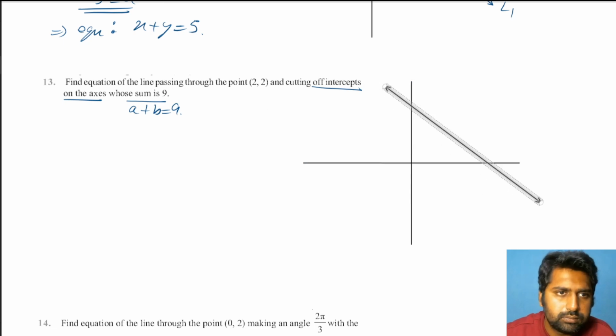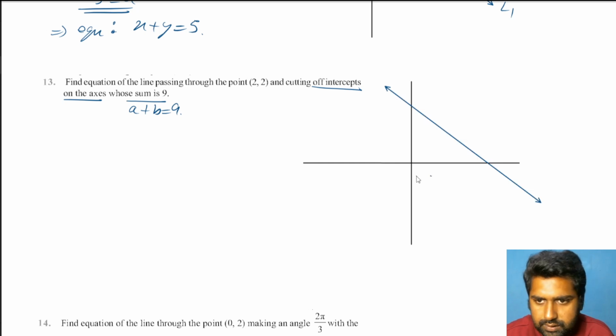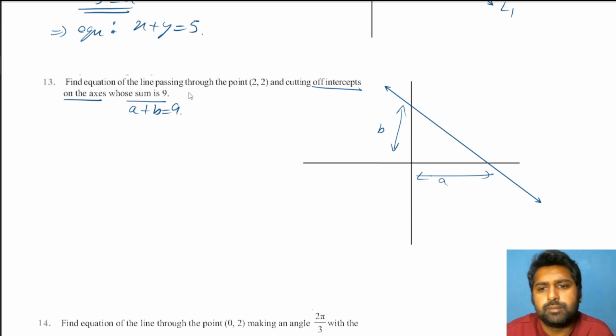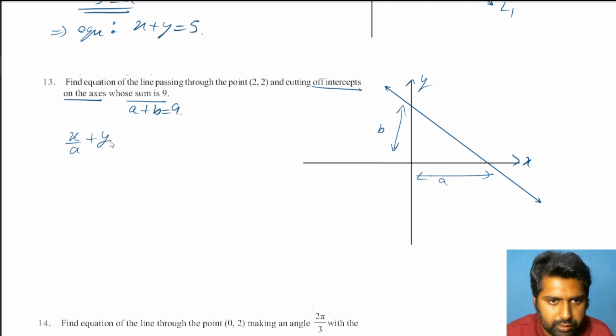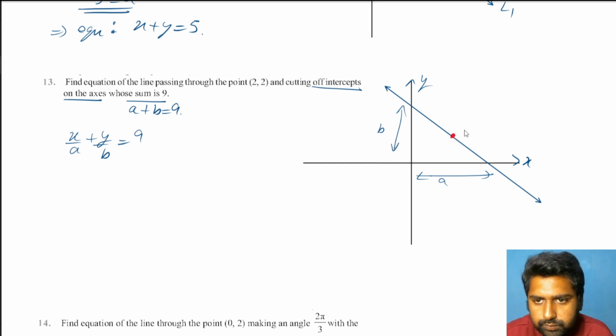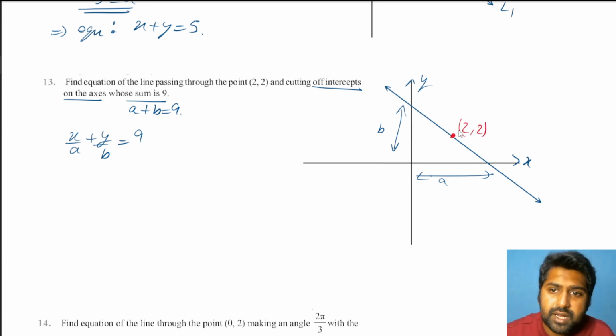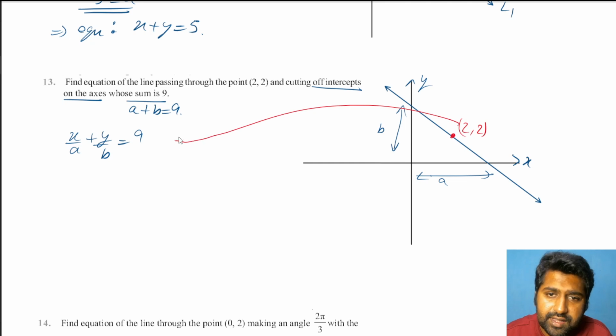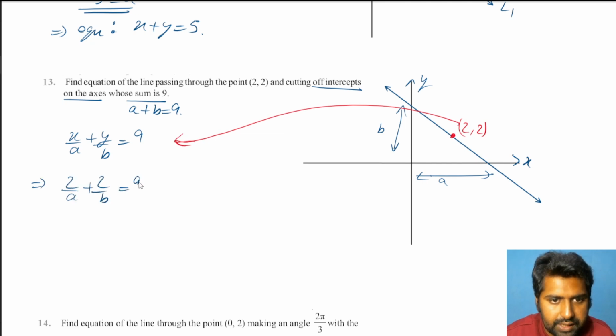Straight line. This is a, that's your b. Okay, this is the y-axis, this is the x-axis. Intercept form, x upon a plus y upon b is equal to 9. Okay, he's saying again the line passes through (2, 2). Again same idea, the point is on the line, so it must satisfy this equation. Let's put it. So 2 upon a plus 2 upon b should be 9.